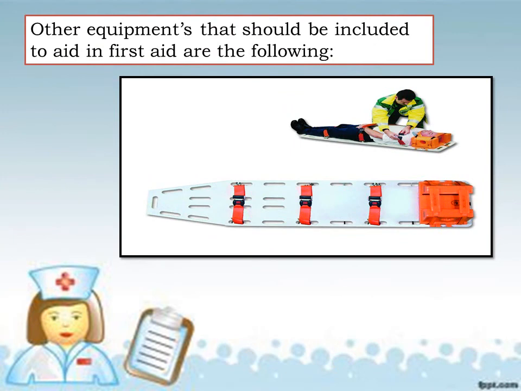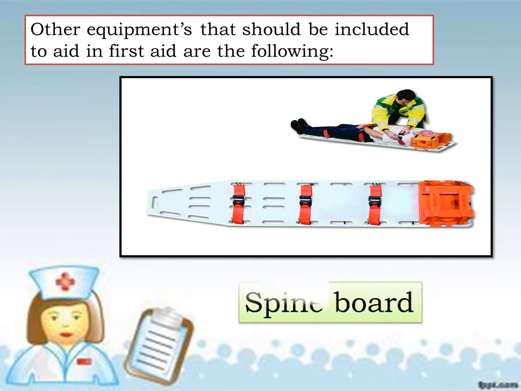Other equipments that should be included to aid in first aid are the following. First, we have the spine board. So what is the use of the spine board? A spinal board is a patient handling device used primarily in pre-hospital trauma care. It is designed to provide rigid support during movement of a person with suspected spinal or limb injuries. They are most commonly used by ambulance staff as well as lifeguards and ski patrollers.